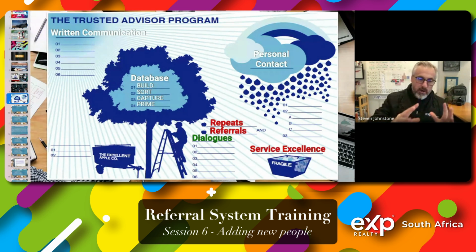Once we've gone up into our apple tree, we've used the dialogues to get the repeat and referrals, we put them in a fragile container, which means we treat those leads very well. We provide exceptional service. And last week, you will remember, I gave you a book, Wildfire Service Excellence, and we talked about one of those 6 techniques that are in that book, and then I made the book available to you, which you can download.